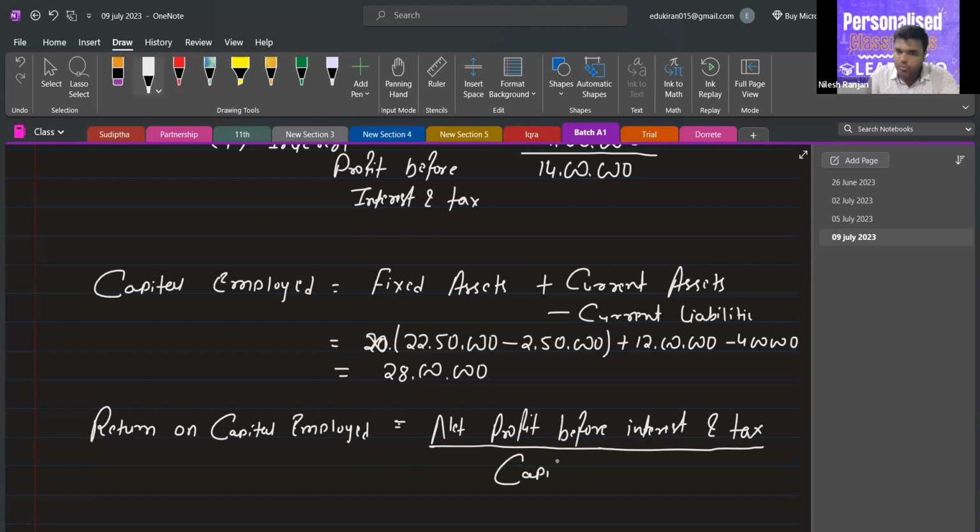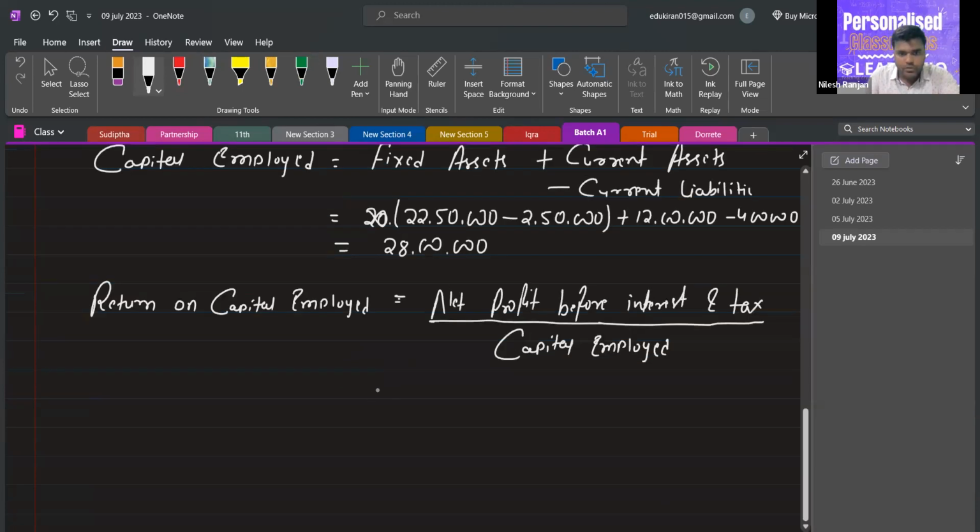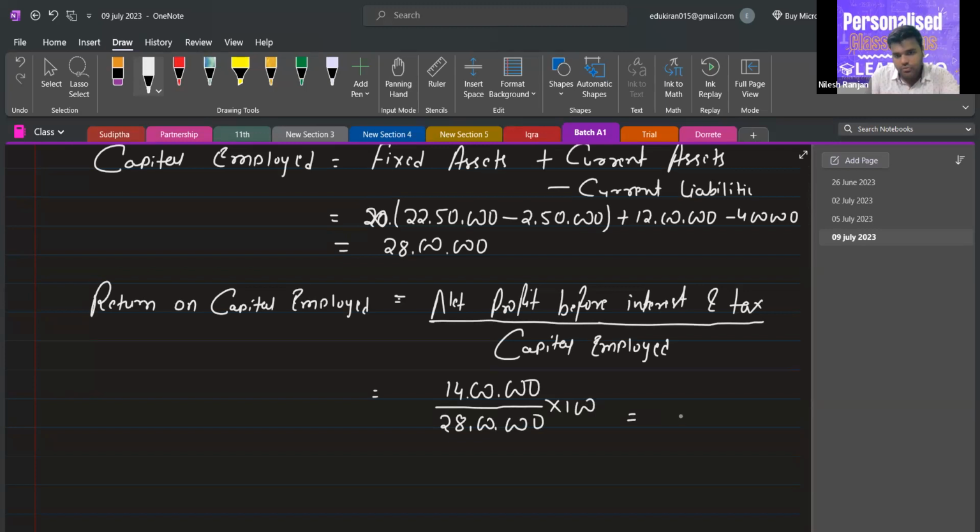Divided by capital employed. So 14 lakh divided by 28 lakh into 100. So you will get 50%. Okay. Yes, sir. So this is our return on capital.